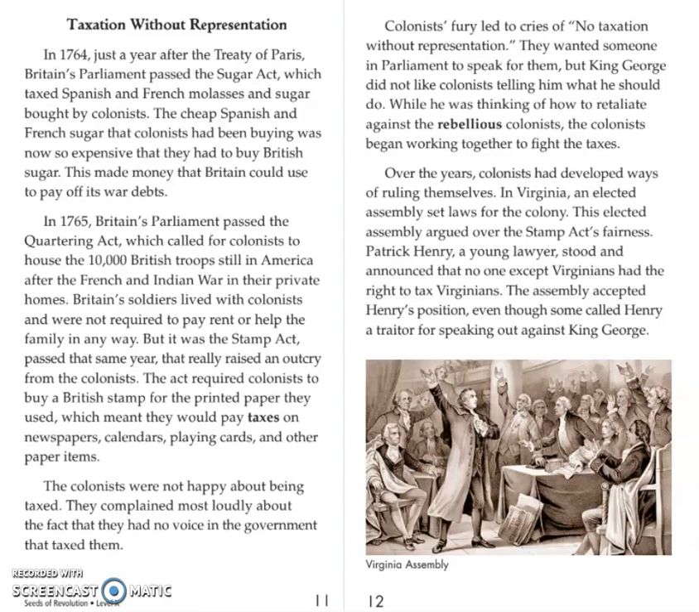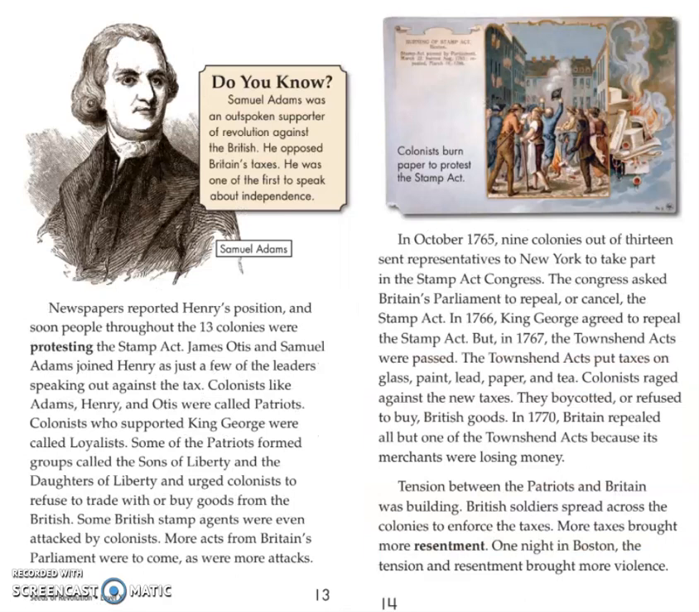Patrick Henry, a young lawyer, stood and announced that no one except Virginians had the right to tax Virginians. The assembly accepted Henry's position, even though some called Henry a traitor for speaking out against King George. Newspapers reported Henry's position, and soon people throughout the 13 colonies were protesting the Stamp Act. James Otis and Samuel Adams joined Henry as just a few of the leaders speaking out against the tax. Colonists like Adams, Henry, and Otis were called patriots. Colonists who supported King George were called loyalists.